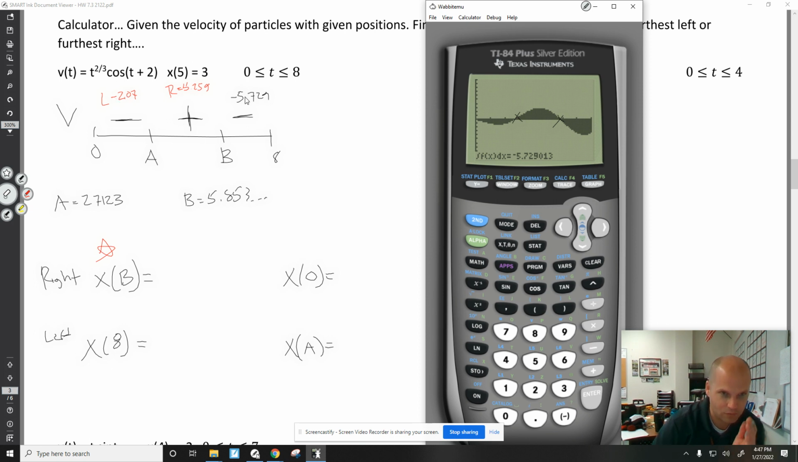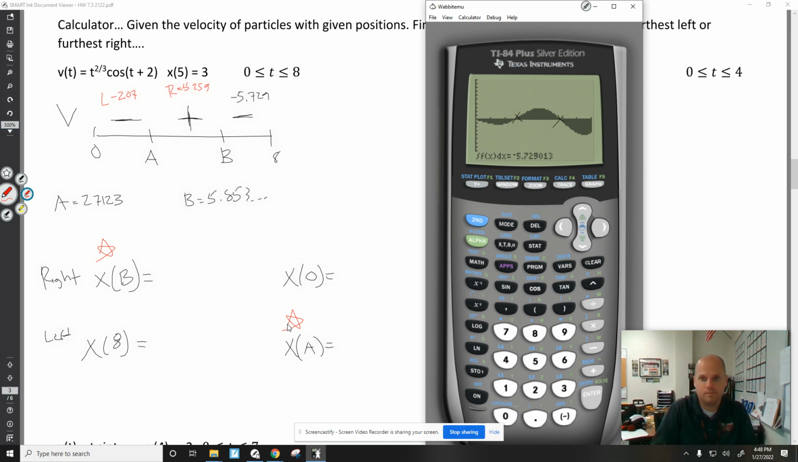I go left 2, right 5, left 5.7. Could be a max at 0, could be a max at B, could be a min at A, could be a min at 8. Oh, furthest left I think is at A, not at 8. I don't go far enough to the left at the end to counter how much I go to the right. I think these cancel themselves out, and this area is going to win out. So after this analysis I think A is going to be furthest left.